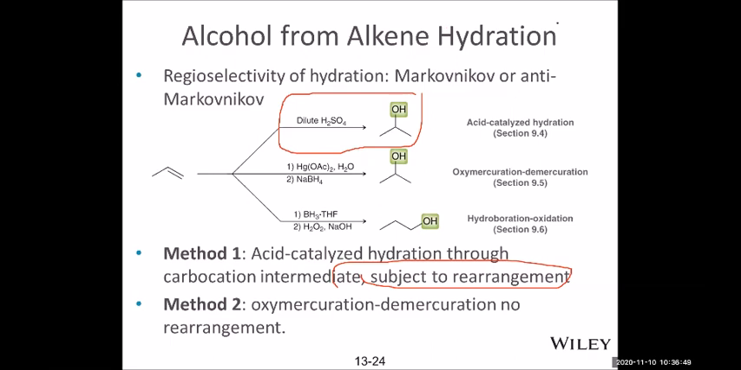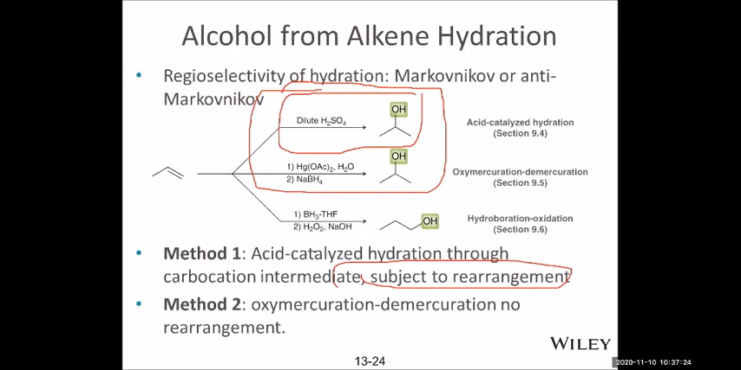So both are Markovnikov. Okay, very soon we're going to discuss synthesis. Now we have to think about what reagents to use to form the product. This one uses mercuration, demercuration. Demercuration uses sodium borohydride. This reaction, because it does not go through a carbocation, is not subject to rearrangement, no rearrangement.